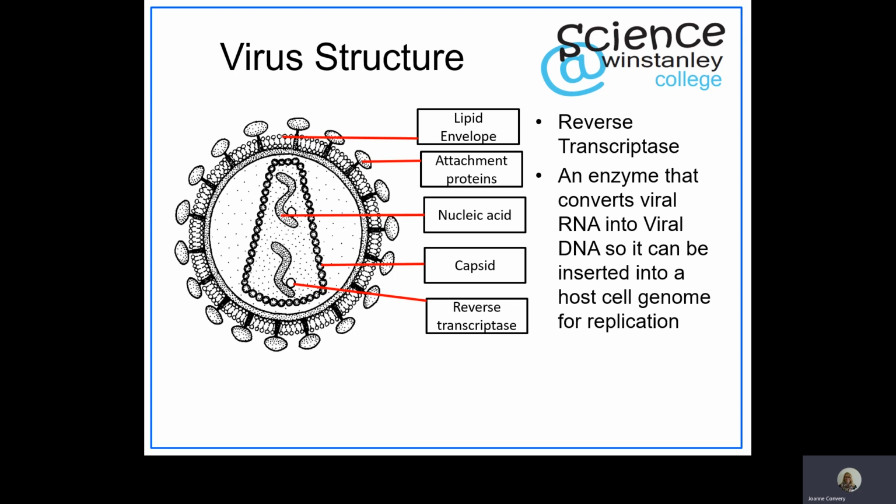You sometimes find some other enzymes that are involved in breaking down the capsid once it enters the host cell as well. But reverse transcriptase is a key enzyme found in retroviruses, involved in the conversion of the viral RNA into viral DNA for insertion into the host cell genome.